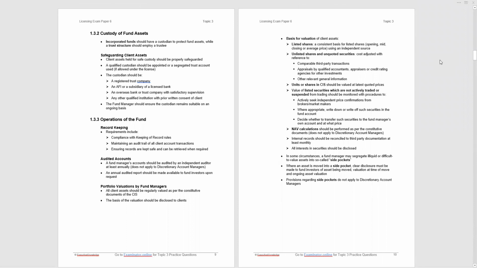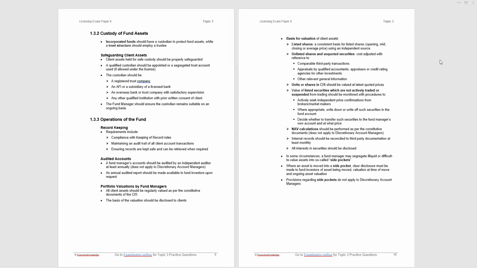Now we come to 1.3.2, the second part of this section, custody of fund assets. Who looks after the fund assets? Incorporated funds, that's mutual funds, companies should have a custodian to protect the fund assets. If it's a trust structure, trustee. This is absolutely central to paper 3. So incorporated, mutual funds, it is custodians. Otherwise, unit trusts have trust structures. You employ a trustee, and they have to safeguard the client assets.